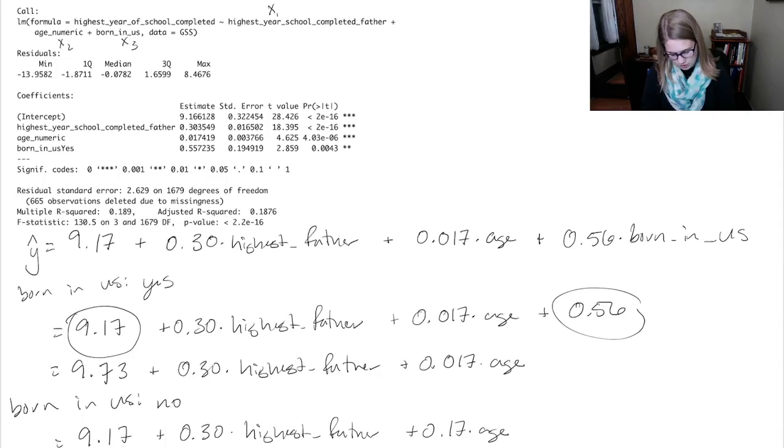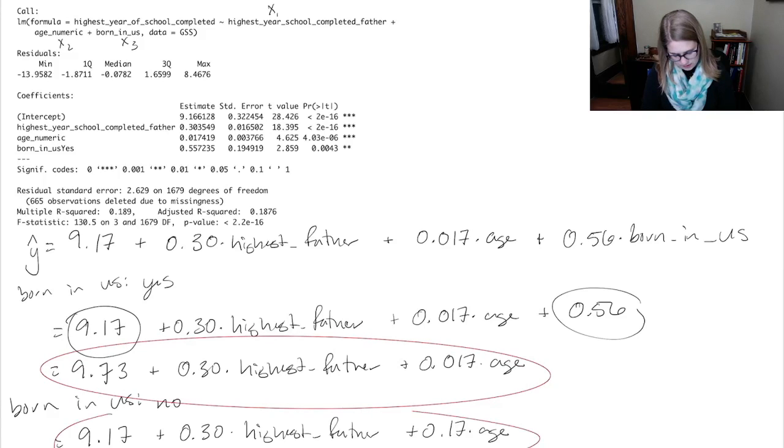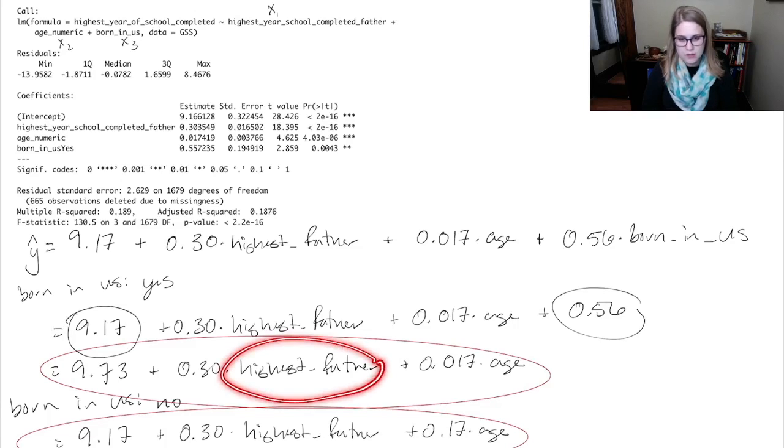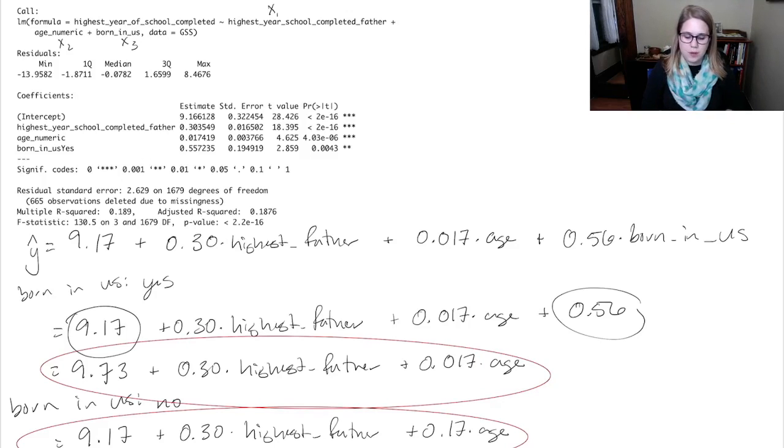So then I've got my 2 versions of the equation. I've got this one and this one. And because they each have 2 numeric variables in them, I've got my highest father, years of schooling, and age, this is a pair of parallel planes. So it's 2 parallel planes in 3D space. So I'm going to switch back over to my computer so that I can show you what that looks like.